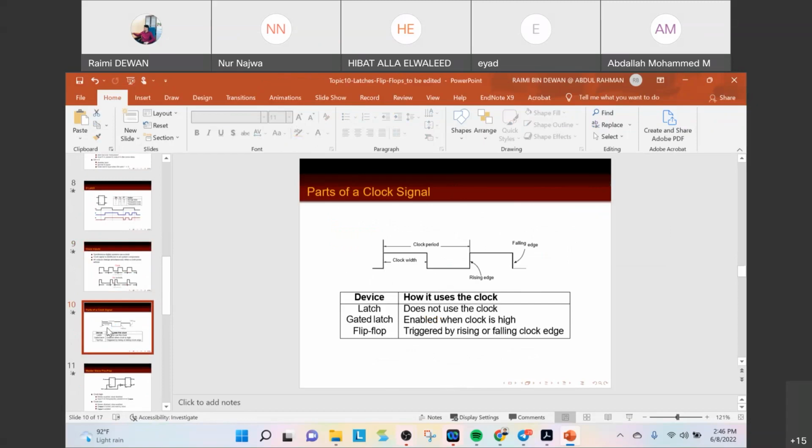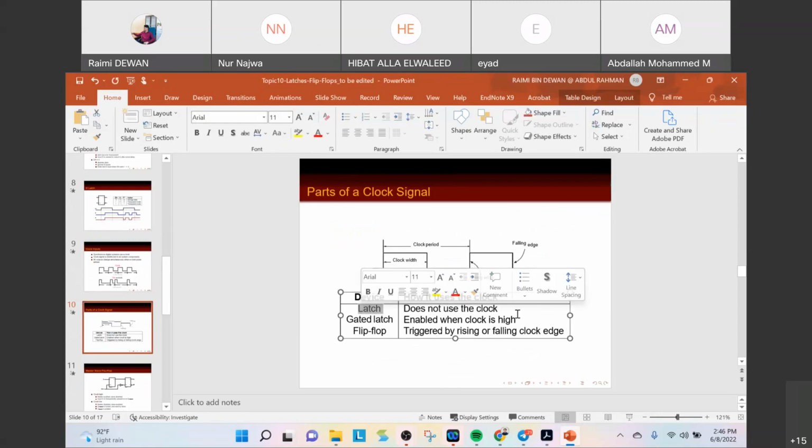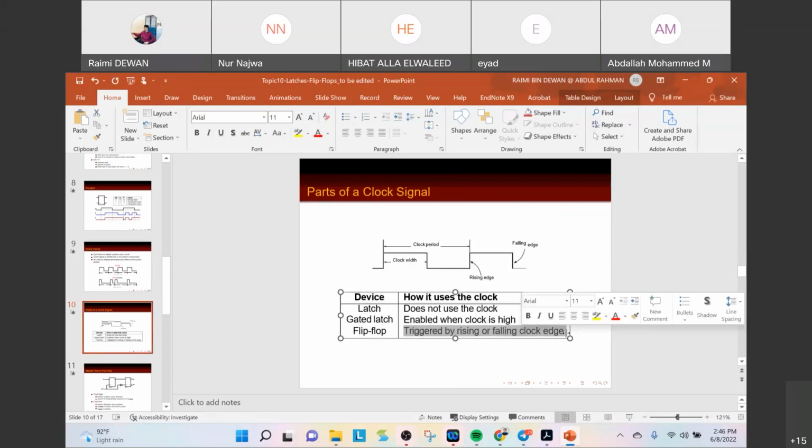You see here, the latch doesn't use the clock. It uses 0 or 1. The gated latch will enable when the clock is high. And then the flip-flop is triggered by a rising or falling clock edge.